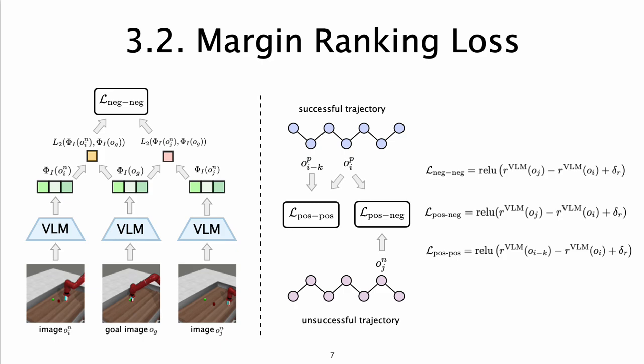Optionally, if we have a goal image of the task, we can fine-tune the MLPs before we collect the first successful trajectory. We can use the L2 distance between the current image and the goal image to rank the goodness of two samples from unsuccessful trajectories.